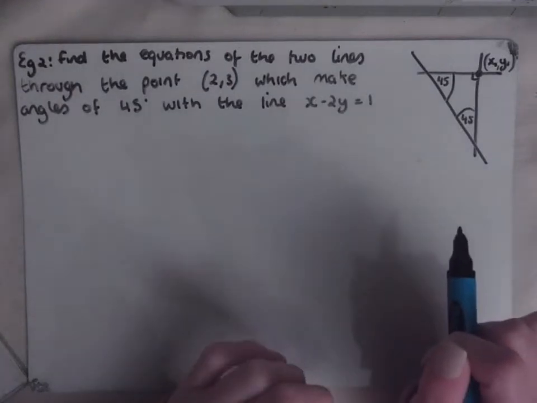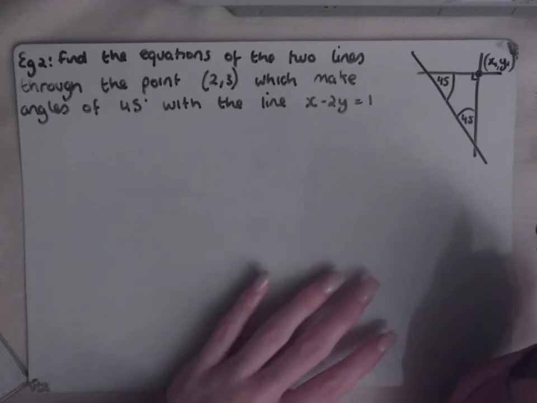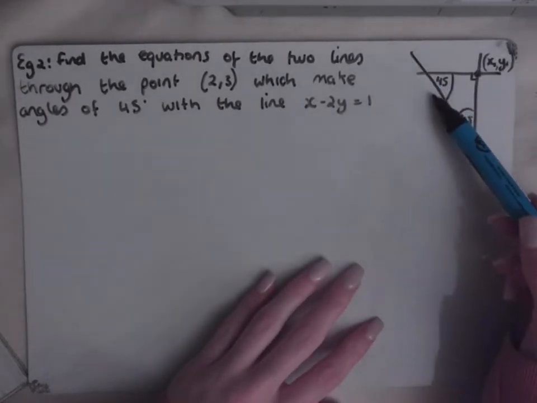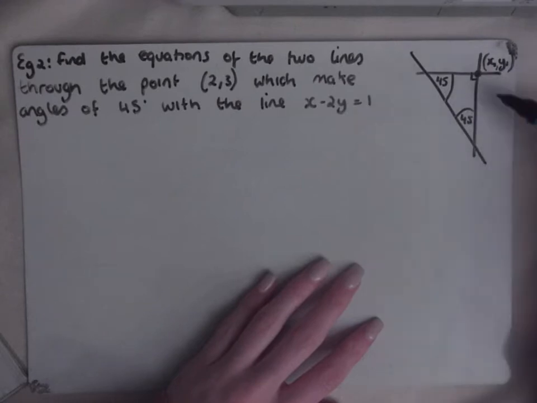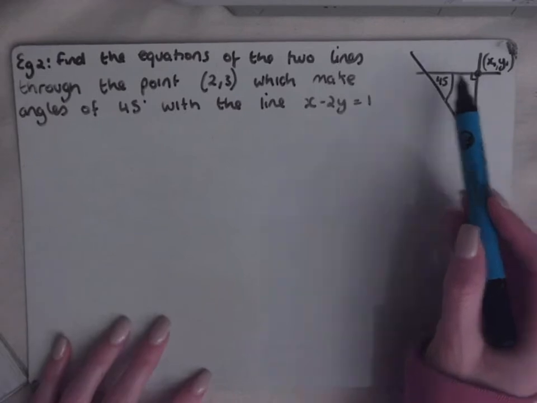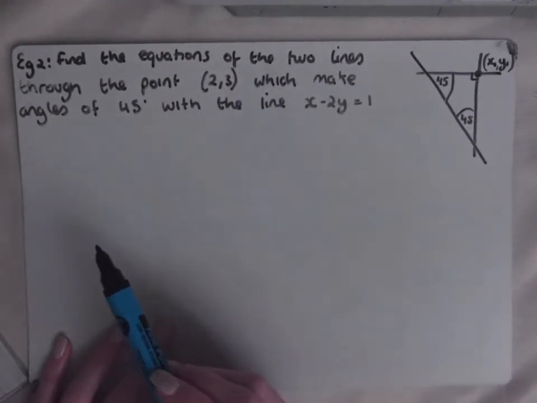Very often we're asked to find the equation of two lines that make angles of 45 degrees. Okay, so we're given a point and we're given a line and it makes 45 degrees. Now it can make 45 degrees here or it can make 45 degrees here. That's why we're asked to find the equations, so plural, of the two lines through the point (2, 3).